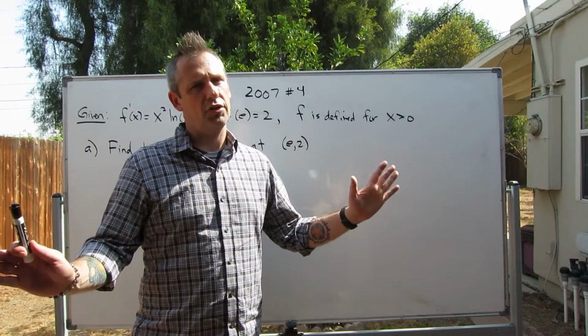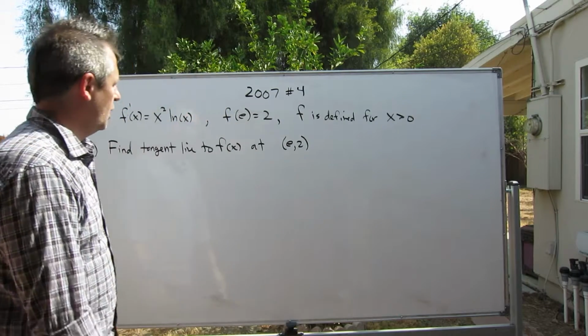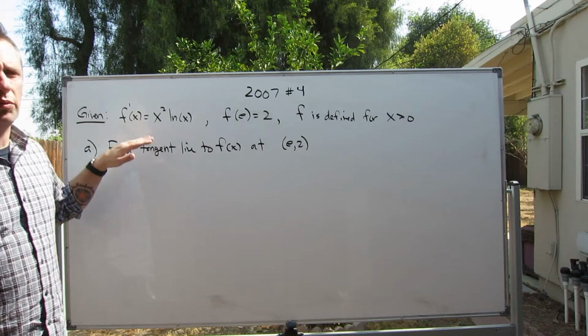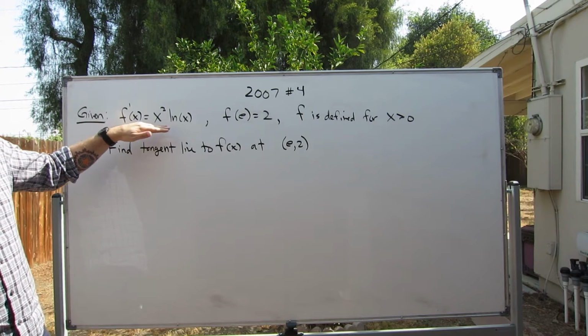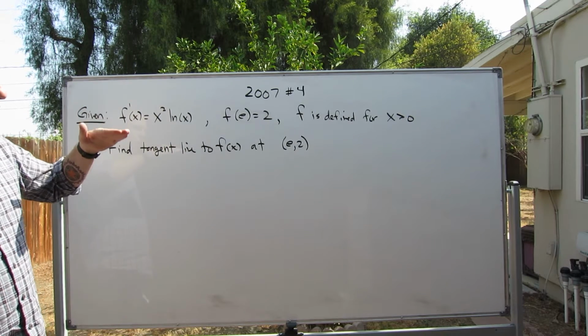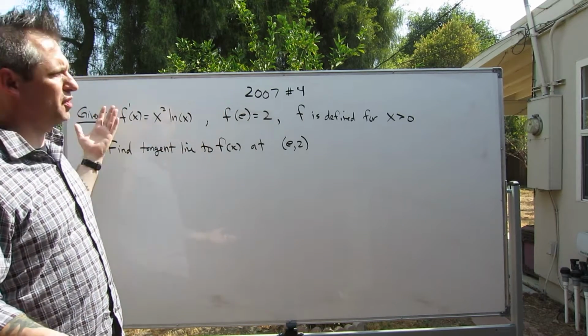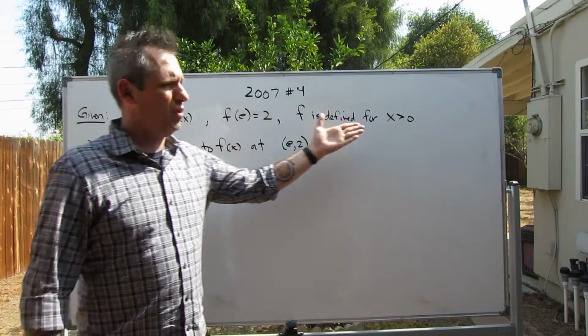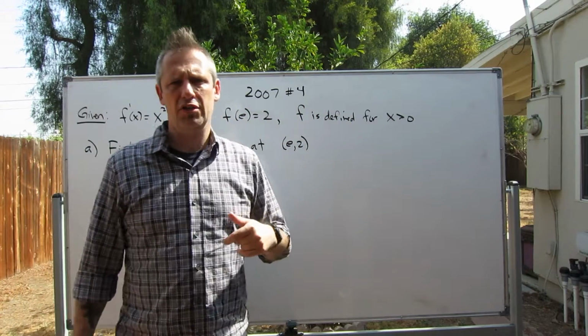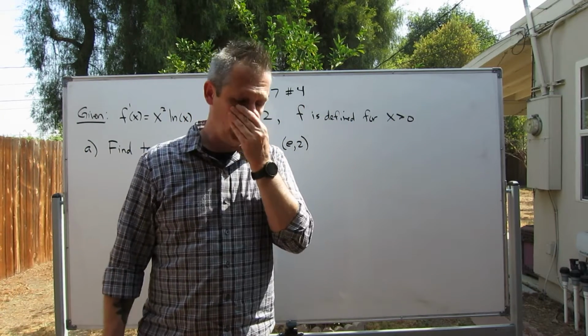Pretty easy problem actually. Part A starts out really nice. We're working with a function. We know the derivative of this function is x squared natural log of x. We know that the value of this function at e is 2. We don't know what the function is, we only know its derivative. We do know that the function is defined for all x greater than 0. These are all given facts to us.